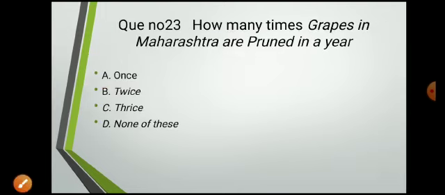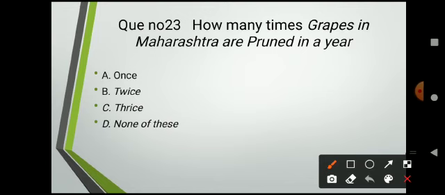Question number 23. How many times grapes in Maharashtra are pruned in a year? Options are once, twice, thrice, and none of this. And the correct option is option B, that is, in Maharashtra, grapes are pruned twice in a year.